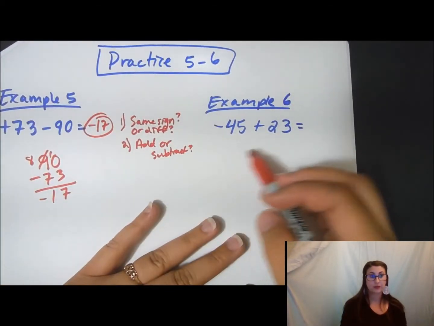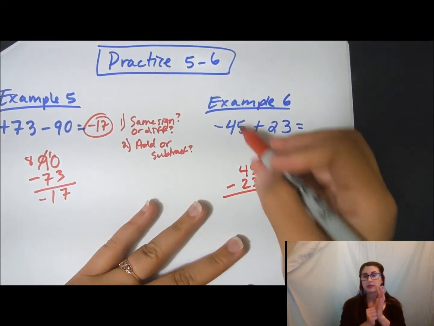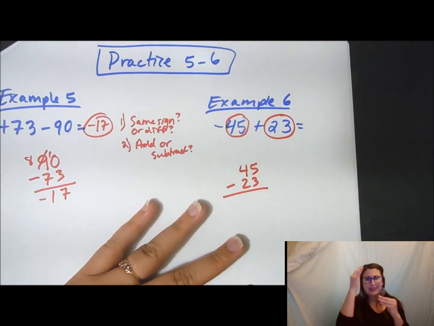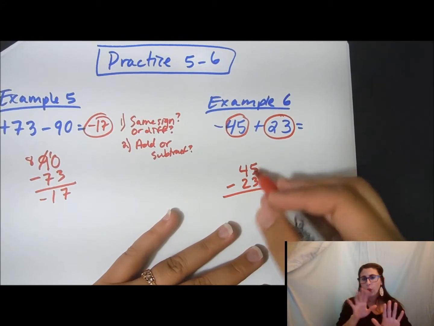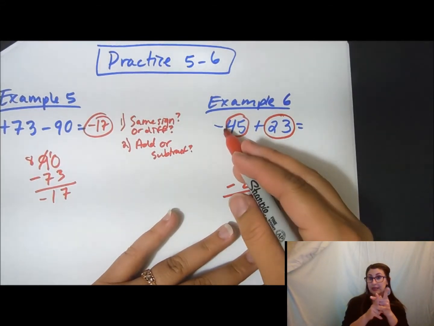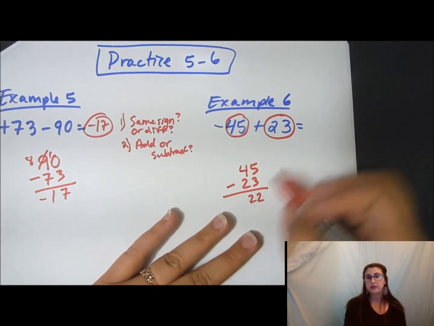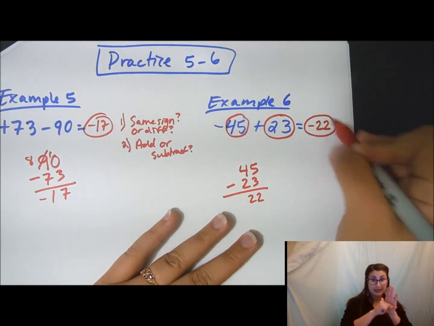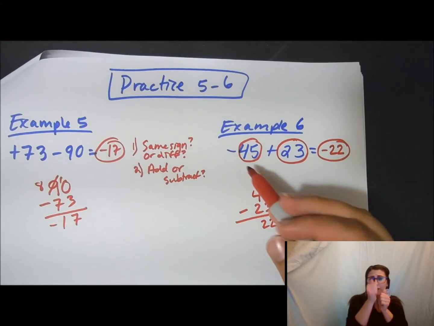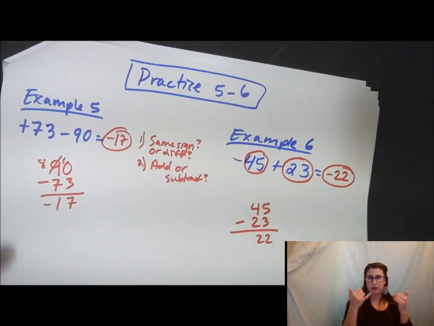For this one, they're different signs, so subtract. All right, and keep in mind, I'm only subtracting these numbers. I'm not even thinking about positives or negatives at this point. I'm just subtracting the numbers. All right, then I take the sign of the number that's further away. In this case, it's negative 45. So our answer is negative 22. And the number that's further away will not always be negative. It just seems like that's happening right now, but that will not always be the case.